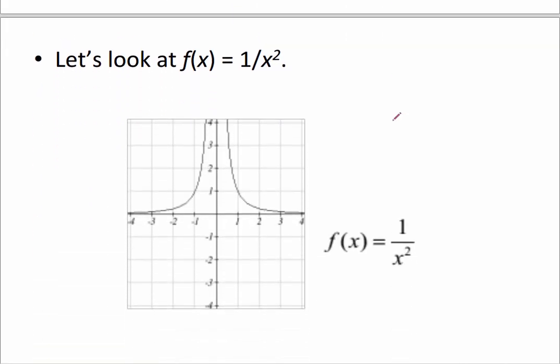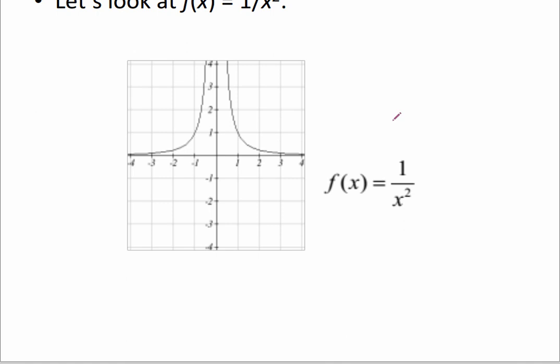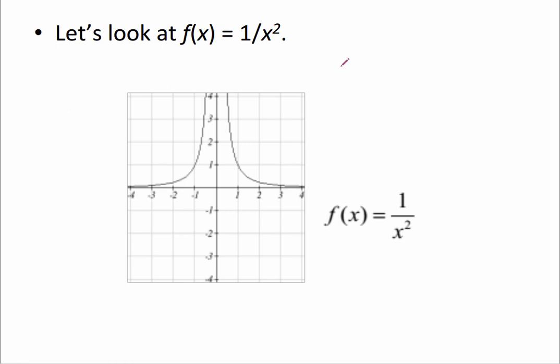Let's look at 1 over x squared. Again, this is one of our toolkit functions, and we see the domain and the range here. They're slightly different than the previous one. In particular, the domain stayed the same, but the range is going to change. The domain of this function is the set of x's such that x is not equal to 0.